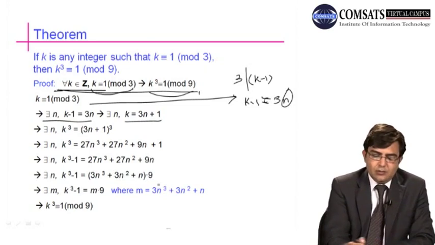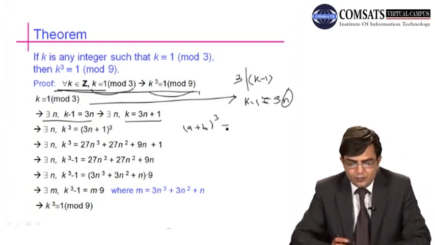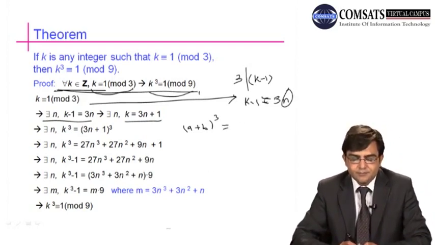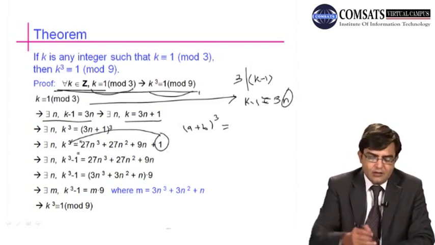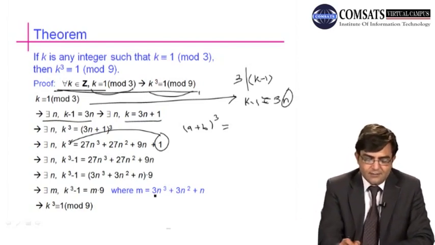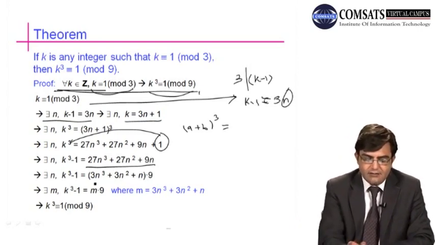We open up the cube, as you know that (a plus b) whole cubed is equal to a cubed plus b cubed plus 3ab squared plus 3a squared b. This is the formula which we studied in 9th or 10th class. Next we take the plus 1 to the other side, so we can write k cubed minus 1. We are left with this, and we can take 9 common: 9 times 3 is 27, 9 times 3 is 27, and 9 times 1 is 9. So this is a number times 9.